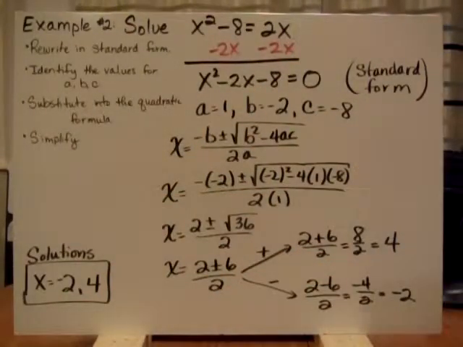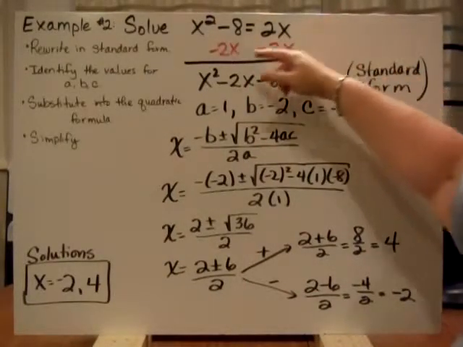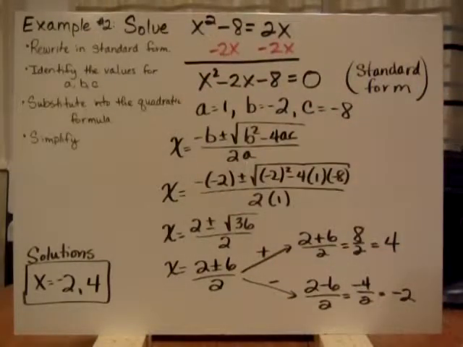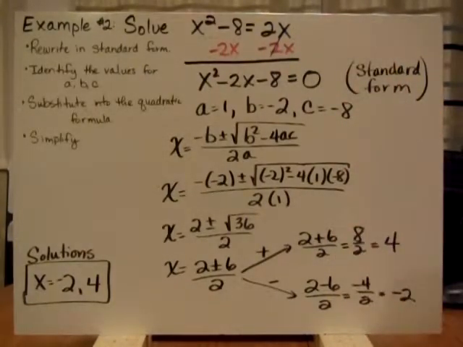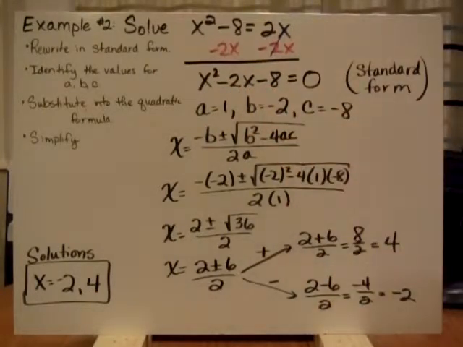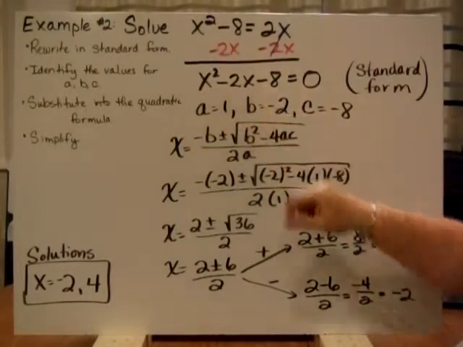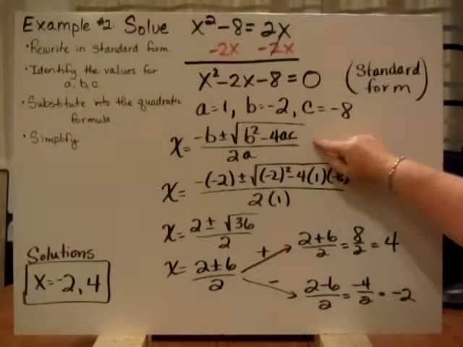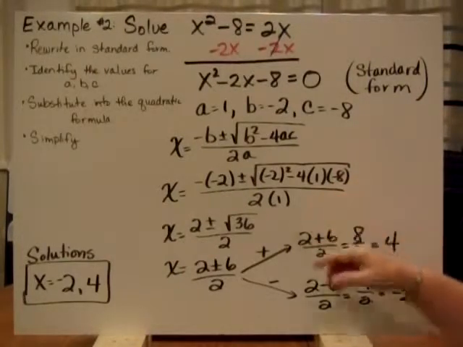Okay, here's another example. In this example, we have x squared minus 8 equals 2x. This is not equal to 0. So the first thing we have to do is rewrite it in standard form. So we subtract 2x from both sides, which means this cancels, leaving us a 0. We have x squared minus 2x minus 8. Write down the values of a, b, and c: 1, negative 2, and negative 8. Write down the quadratic formula, substitute these values in, and then simplify.